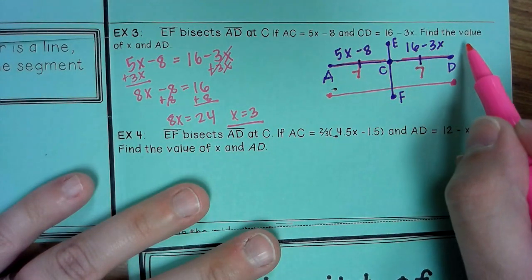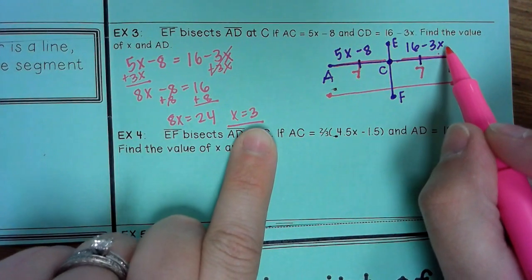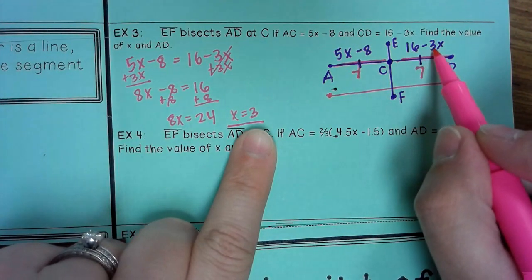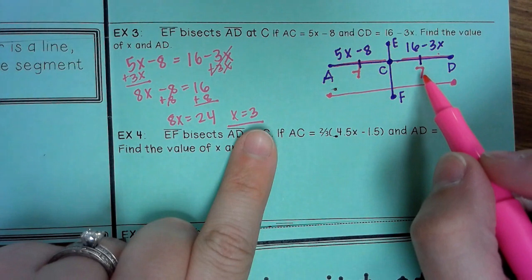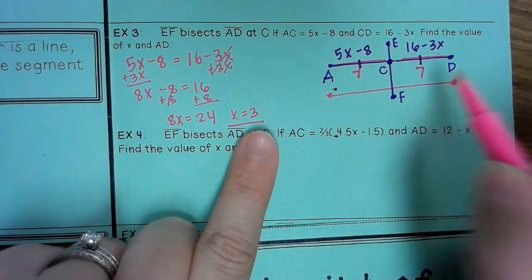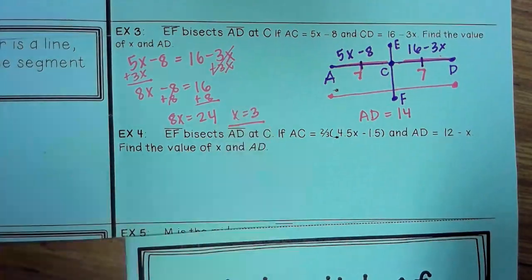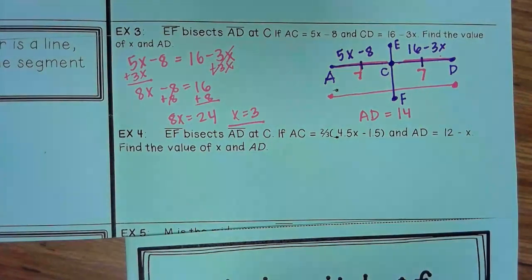16 minus 3x. So if I plug in 3 for my x, 3 times 3 is 9. Well, 16 minus 9 gives me 7. So I'm right. And that must mean if each part is 7 from A to D, must be 14. Okay? Like I said, I'm going to skip example 4. It's just like example 3.